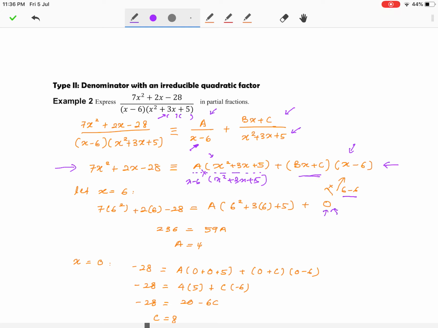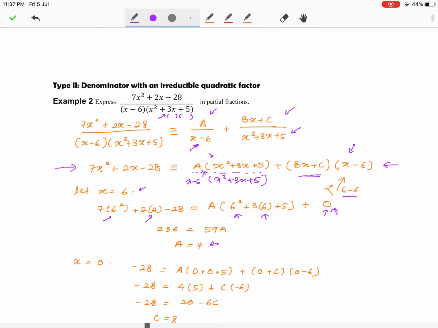So you let x equals 6. When you do that, you substitute on the left hand side 6 here, 6 here, 6 here, and 0 there. So you will be able to find A, and you will find that A equals 4.